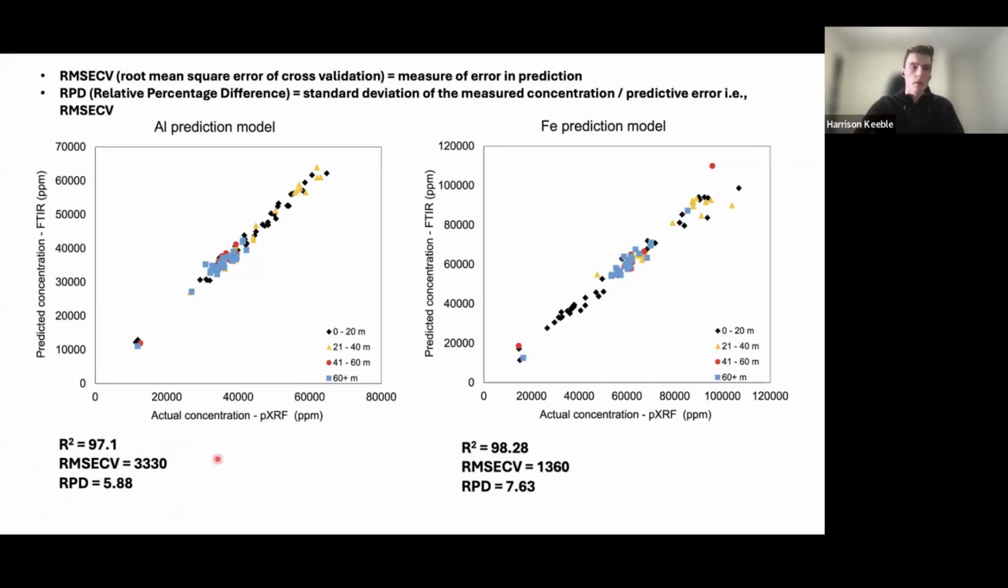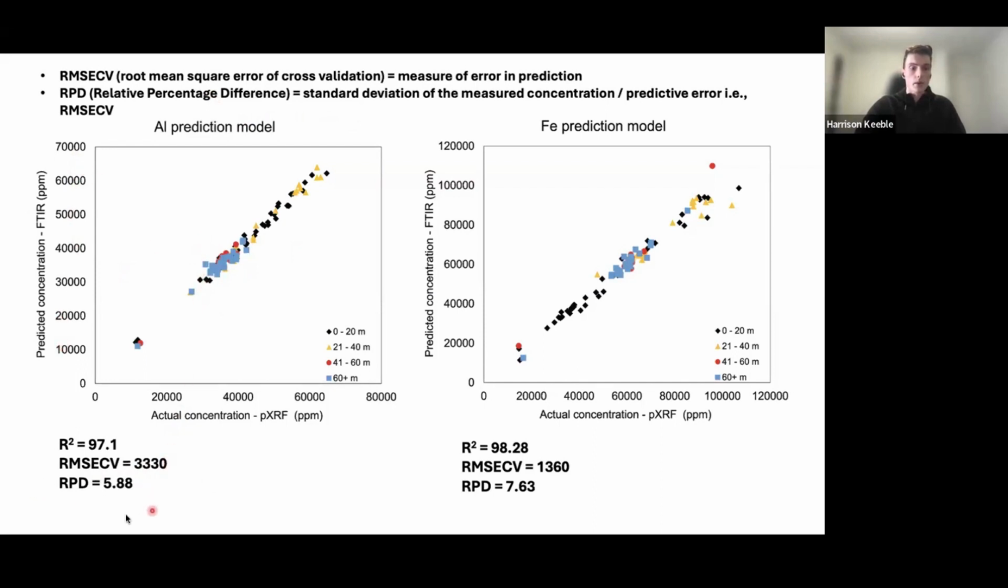And then the two more important values are the RMSE-CV value, which is up here, the root mean square error of cross-validation, which essentially is a measure in the error of prediction. So think error bars on each of the points for concentration. So in this case, 3,330. So there would be about 1,500 on either side, which you can see based on the scale we're working at, that's a very low error.